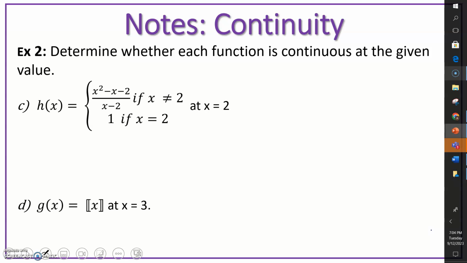Determine whether each function is continuous at the given value. The same idea applies for C and D as what we did before. Test the 3 conditions.